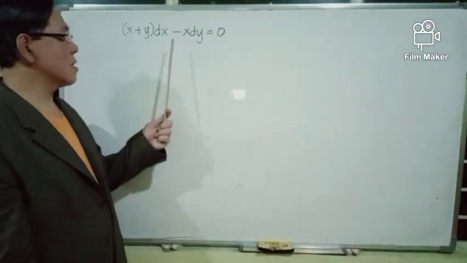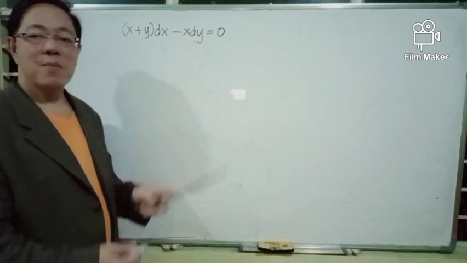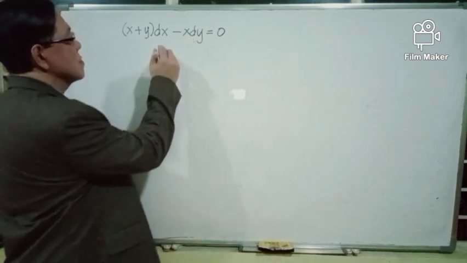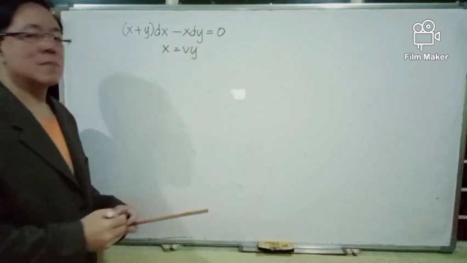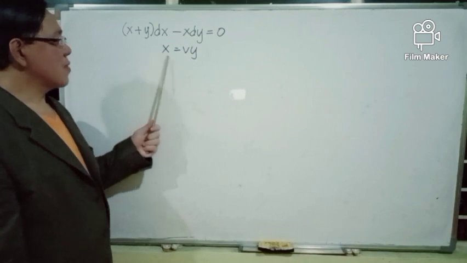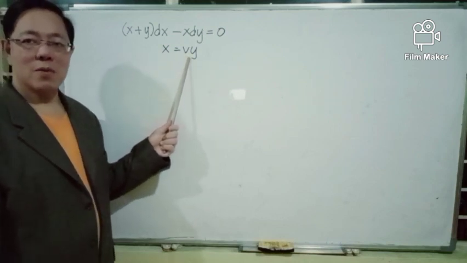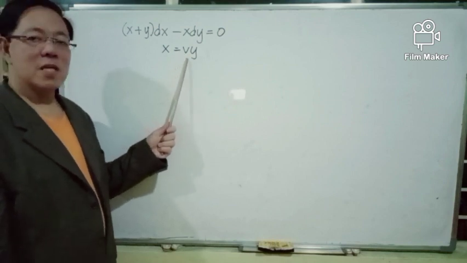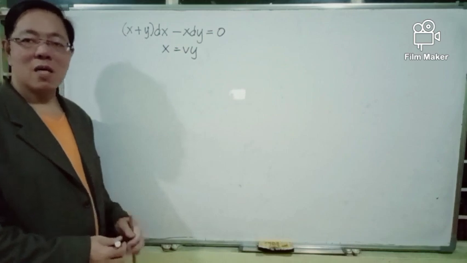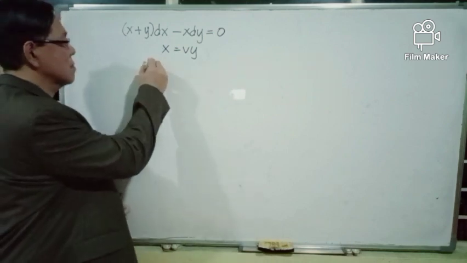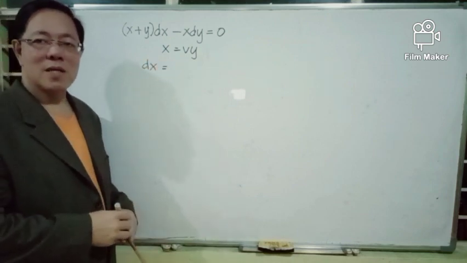Again, because the term containing the differential of y is simpler, we make use of the substitution x equals vy. Now, we differentiate both sides. For the right hand side, we apply the product rule in differentiating the product v and y. At the left hand side, the derivative of x is 1 times dx.